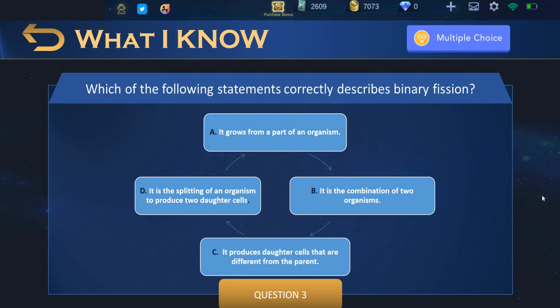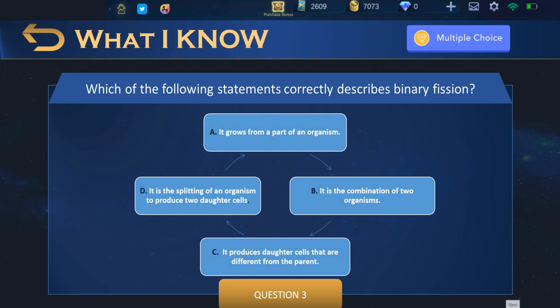Let's proceed with question number 3. Which of the following statements correctly describes binary fission? Is it A, it grows from a part of an organism? B, it is the combination of two organisms? C, it produces daughter cells that are different from the parent? Or D, it is the splitting of an organism to produce two daughter cells? Go. Time is up. The correct answer is letter D. It is the splitting of an organism to produce two daughter cells.